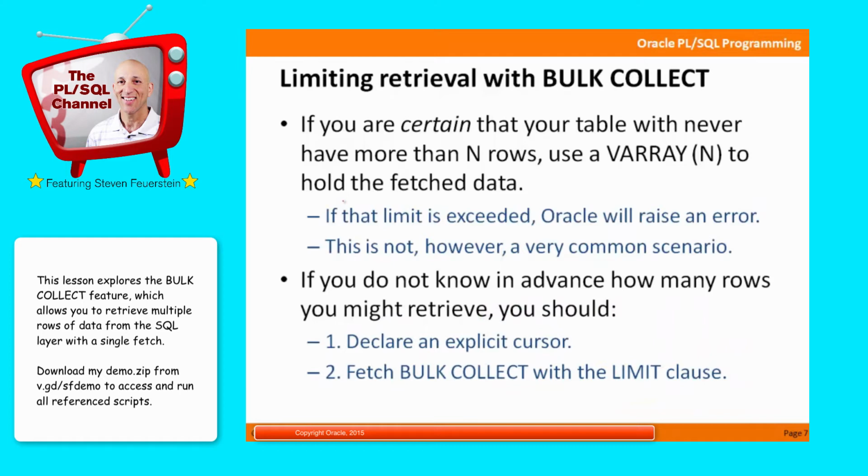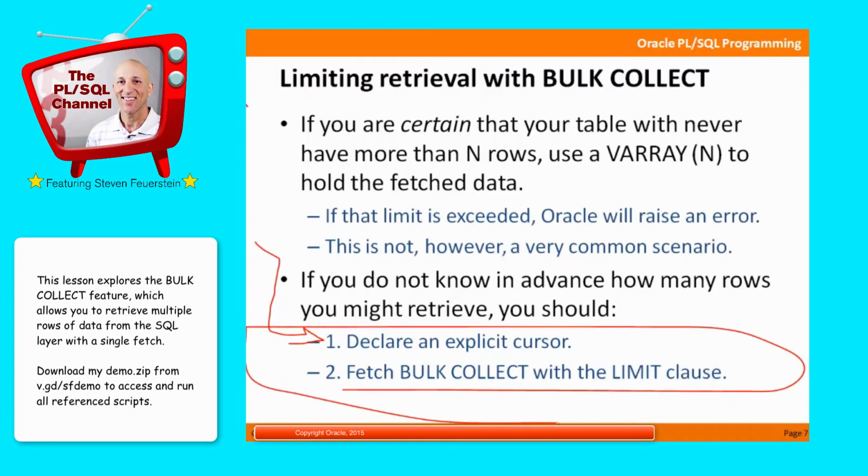So if you do not know in advance how many rows you might be retrieving, then what you should do is move away from the unlimited bulk collect and instead declare an explicit cursor and then fetch bulk collect with the limit clause. Let's take a look.